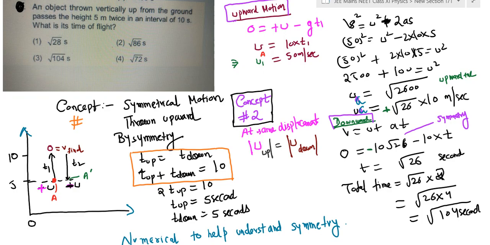Now, what's so special about this numerical is the fact that there is a particular position above the ground through which the body goes up, and then when it comes down, it again passes through the same point. For example, you are at the window, and suddenly a stone passes the window, and then the stone comes back to the window, and the window is located at a distance of 5 meters above the ground.